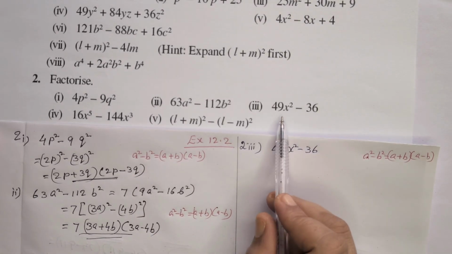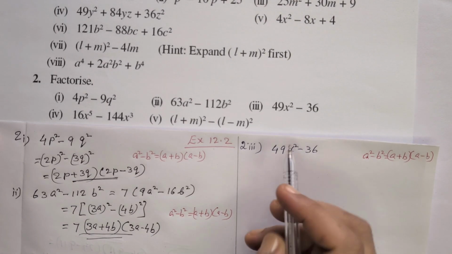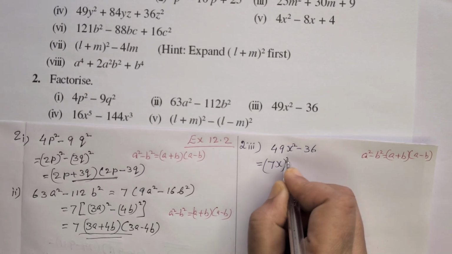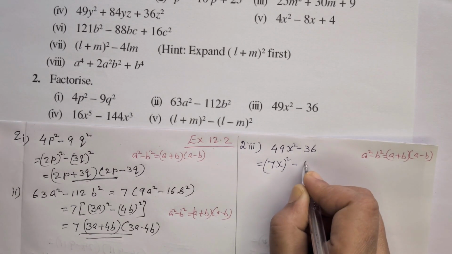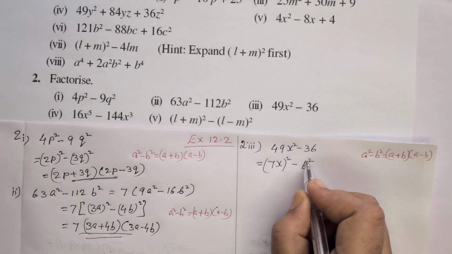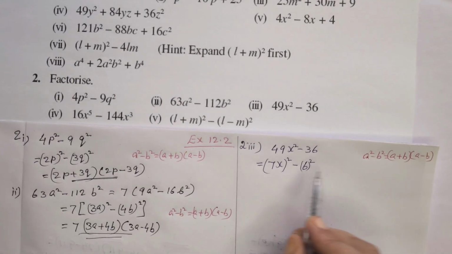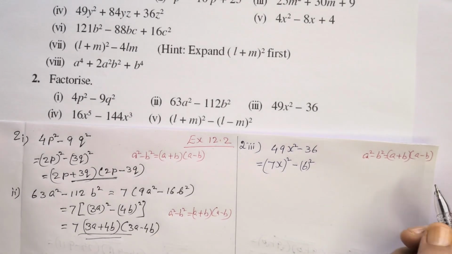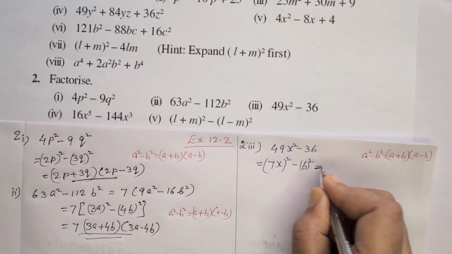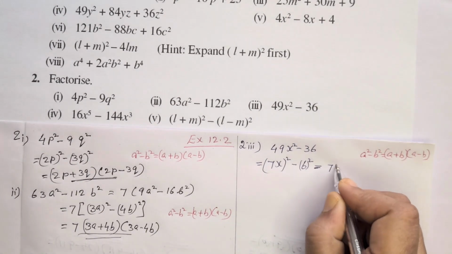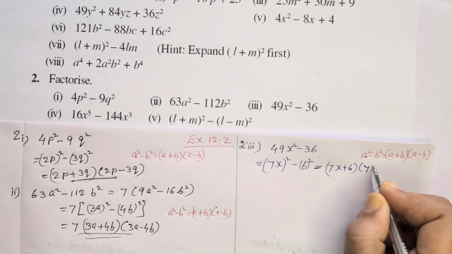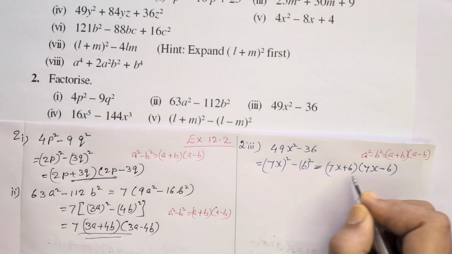Now third one, 49x square minus 36. This we can rewrite as 7x the whole square minus 6 square. So again it is of the form a square minus b square, which is equal to a plus b into a minus b. That means sum of the terms 7x plus 6 and difference of the terms 7x minus 6.